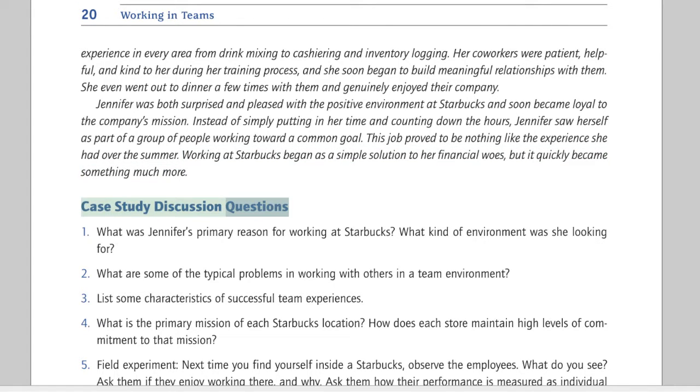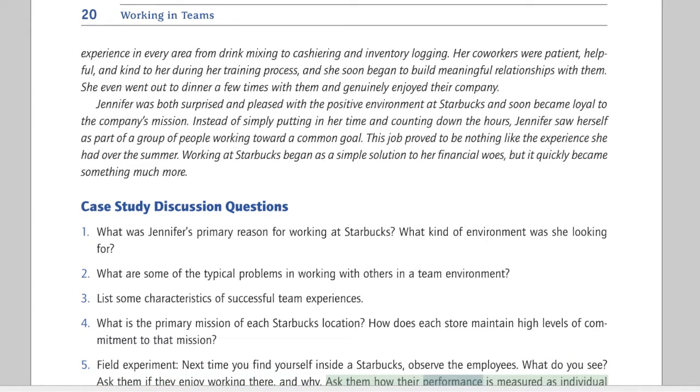Case study discussion questions. 1. What was Jennifer's primary reason for working at Starbucks? What kind of environment was she looking for? 2. What are some of the typical problems in working with others in a team environment? 3. List some characteristics of successful team experiences. 4. What is the primary mission of each Starbucks location? How does each store maintain high levels of commitment to that mission? 5. Field experiment. Next time you find yourself inside a Starbucks, observe the employees. What do you see? Ask them if they enjoy working there, and why.